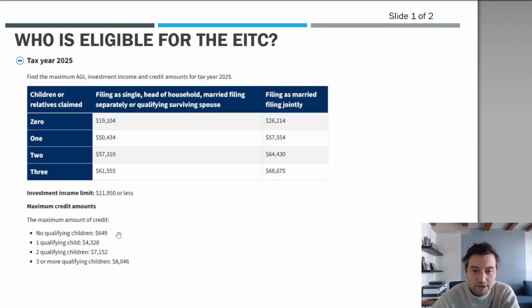And then on the last item here, we can see the max credit amounts. You'll notice here that the amount of credit, the maximum amount, does increase depending on how many qualifying children you have. Now, the 3 or more qualifying children, that's important. So you can't claim more than 3. So even if you have 5 qualifying children, the maximum amount of credit you're going to get is basically capped out as if you only had 3 children.